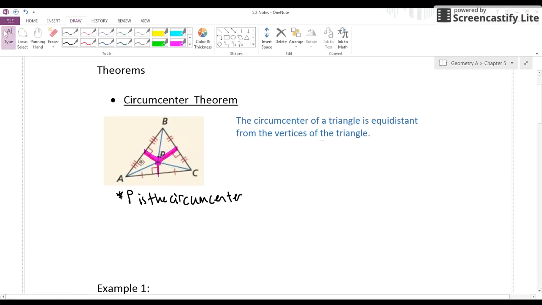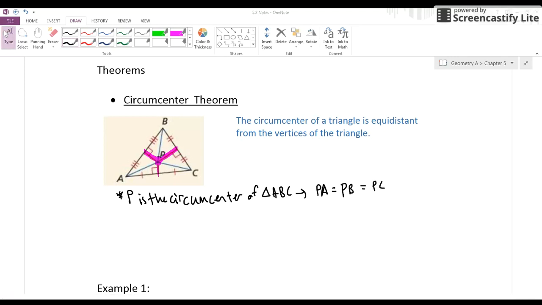Remember, those pink segments showed us where the circumcenter is. Once I have my circumcenter, I'm going to look at the distance from the circumcenter to each of the corners of the triangle. So if I know P is the circumcenter of triangle ABC, that's given, then what I can conclude is that the distance from P to each vertex, PA, is going to be the same as PB, which is going to be the same as PC. That's what equidistant means, and that is your circumcenter theorem.